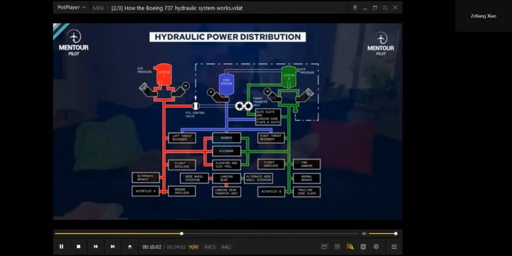All right? And then, as you can see, the hydraulic A system is connected to all of the flight control surfaces, so the ailerons, the elevators, and the rudder, but also 2 of the flight spoilers on each wing and the ground spoilers. Okay, it's connected to the autopilot A. So if you have a loss of hydraulic system A, the autopilot A will not be available, but the autopilot B will be. And also the extension and retraction of the landing gear system. Right?